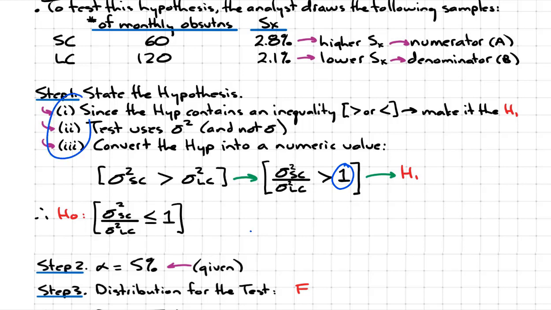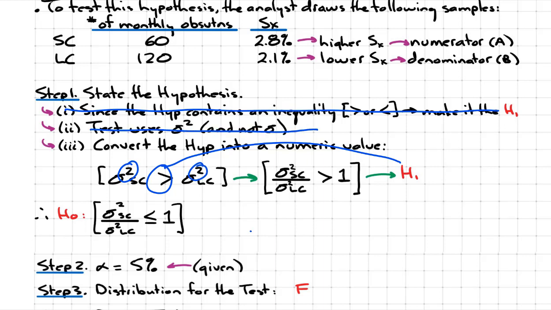So do you see how we build in all three modifications into our null and alternative statements? Let me go through it one more time. In the original statement, we had small cap volatility is greater than large cap volatility. So because we saw an inequality, we made it the alternative. Done. That's done. Step 1. Step 2, we need to test for variances, not standard deviation. Done. I did it right there. See that?